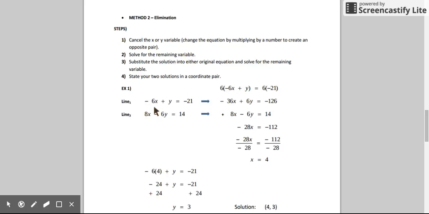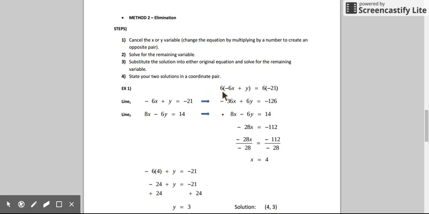So looking at these two equations, if I was to try and cancel my y's, I would need opposites. Since this is negative 6y and this is positive y, if I could get this to positive 6y, then when I combine my equations, I can cancel those y's. So the easiest step would be to multiply this first equation by 6. And that means we've got to multiply everything by 6.